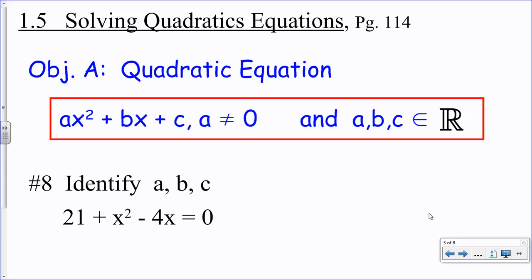So standard form of a quadratic equation, ax squared plus bx plus c. And then this is kind of like the definition. So a can't be 0 because then it wouldn't be quadratic. So it's the x squared that makes it quadratic. And then the coefficients and the constant are all real numbers. So a, b, and c are real numbers.